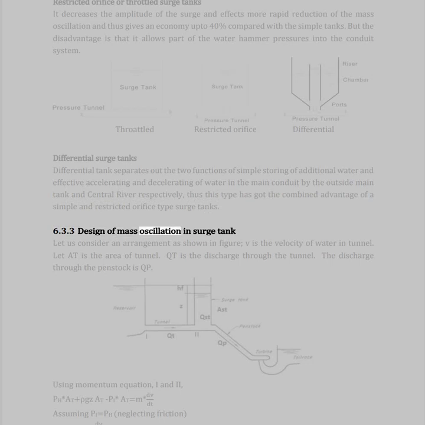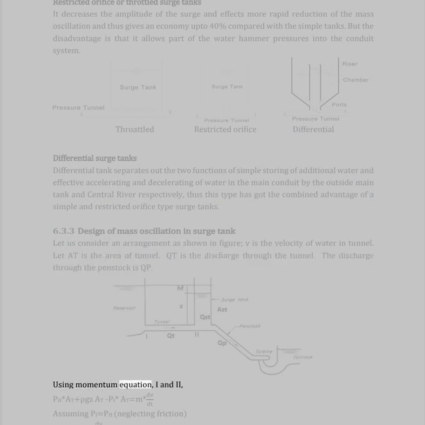6.3.3 Design of mass oscillation in surge tank. Let us consider an arrangement as shown in figure. V is the velocity of water in the tunnel. Let AT be the area of the tunnel. QT is the discharge through the tunnel. The discharge through the penstock is QP.